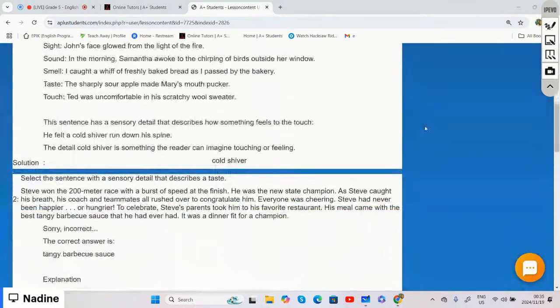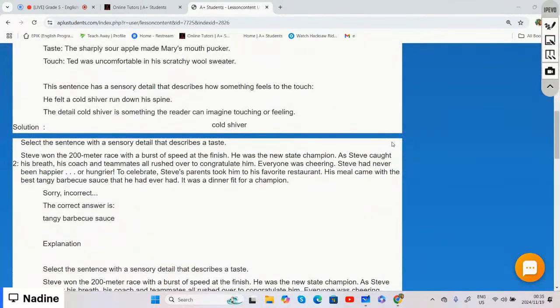All right. Let's look at the next one. It says we need to select the sentence with a sensory detail that describes taste. Describes taste.